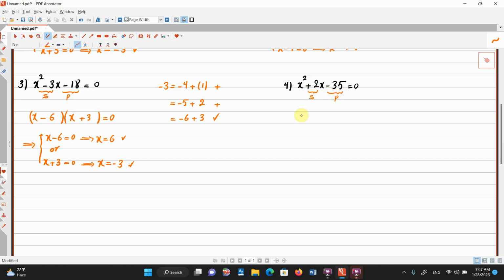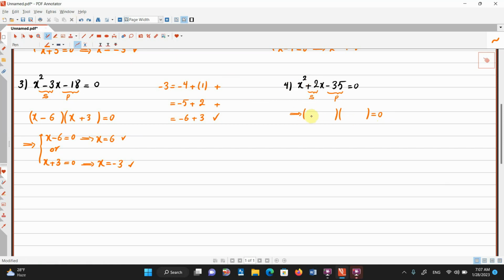I'm going to use zero product property and sum and product method to factor this one. To factor this one, I should open two parentheses like this and put this equal to 0. Square root of this quadratic term should be written in each of these two parentheses.